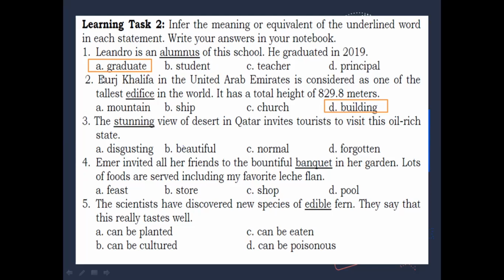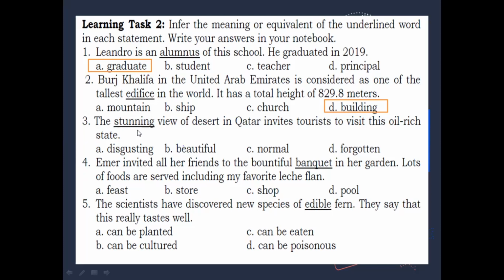So, if he graduated, he graduated from the school. And number 2, Burj Khalifa. Burj Khalifa is the tallest building in the whole world. So, tallest edifice in the world. So, edifice is a building. So, Burj Khalifa is a building. So, there you go. You have your equivalent or you have your word clues.